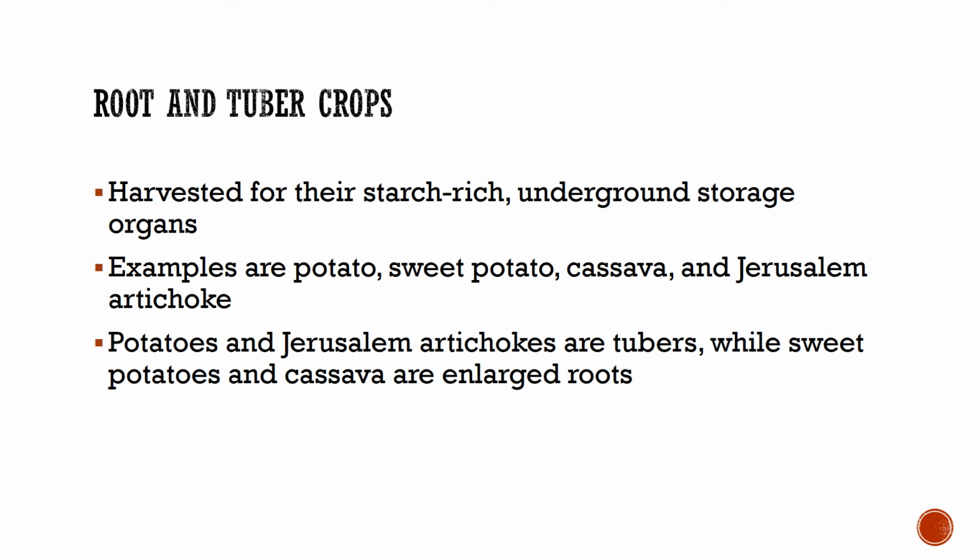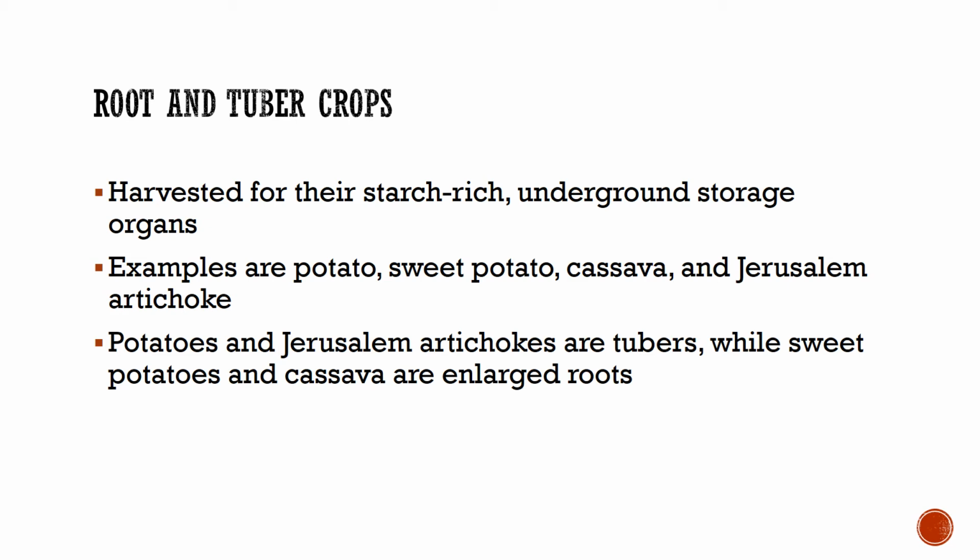Root and tuber crops. These are our potatoes, our artichokes. These are crops that are grown for their starch-rich, underground storage organs. So when you're looking at, for example, a potato crop, those are grown obviously underground. It's kind of like that root, and we'll talk about this in class this week. But that root is the root and tuber of the plant.